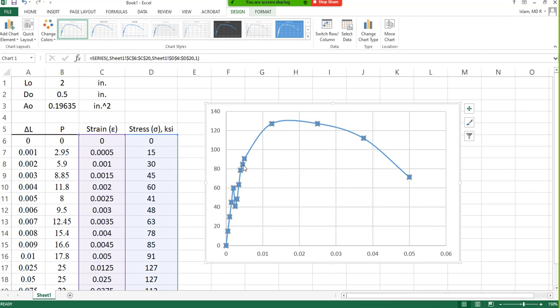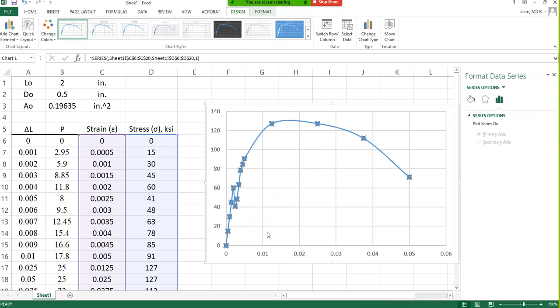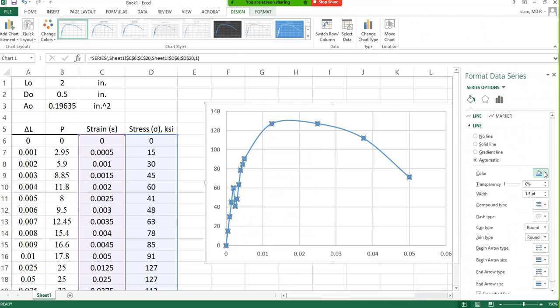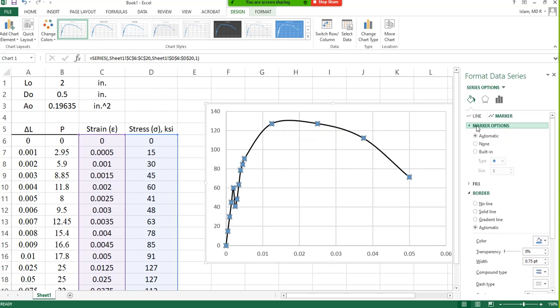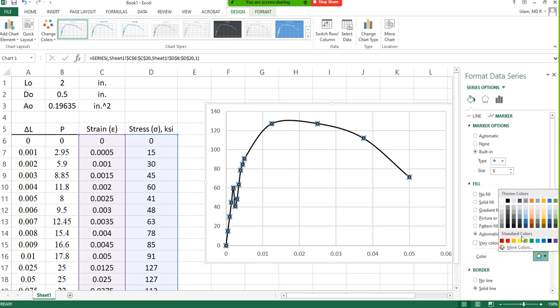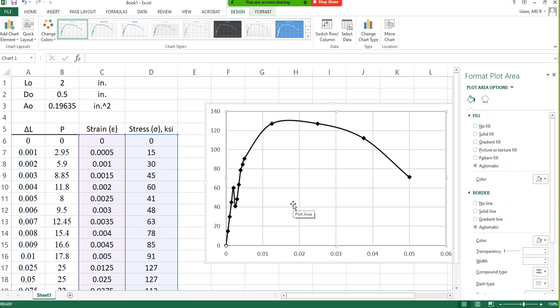And this color doesn't look good to me. I'll go to format, and black is the standard color. And this marker, I should change the color, so I select the marker option. This diamond shape is the popular one. Okay, and put black. Okay, so black, it looks better now. This outside border, nobody likes it, at least that is beautification.